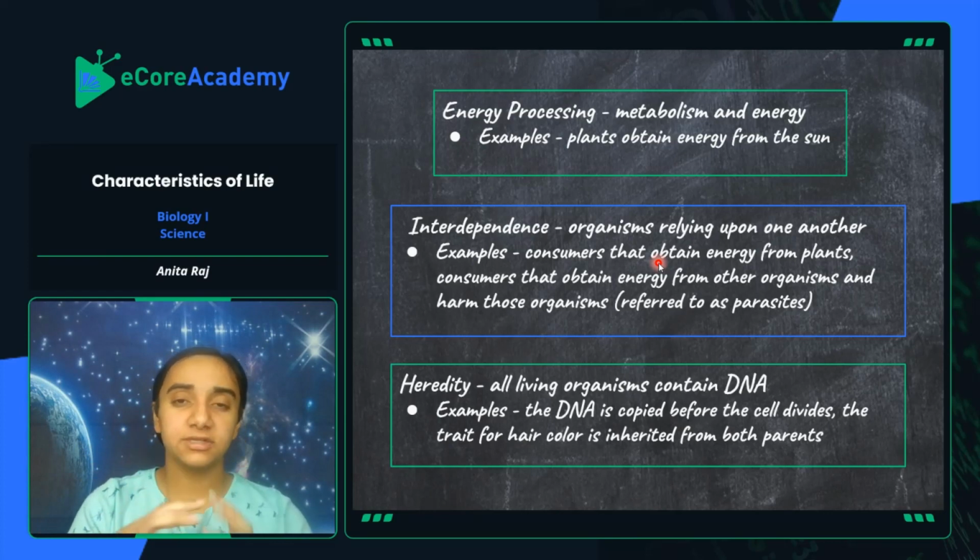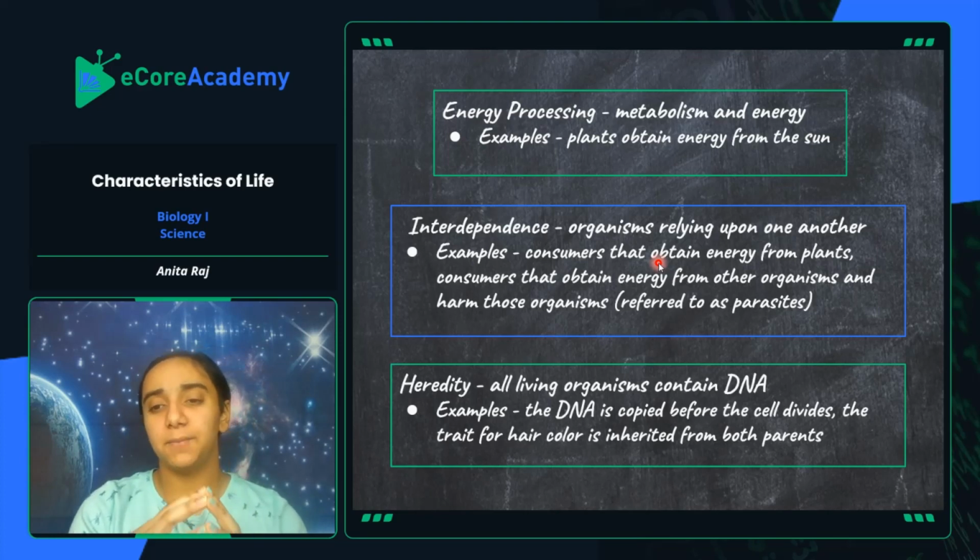Right before a cell divides, the DNA is copied under the process of mitosis, usually. What happens is the DNA is duplicated. I don't want to get into the technicalities of that, because if you don't know about mitosis yet, it might be a bit confusing.